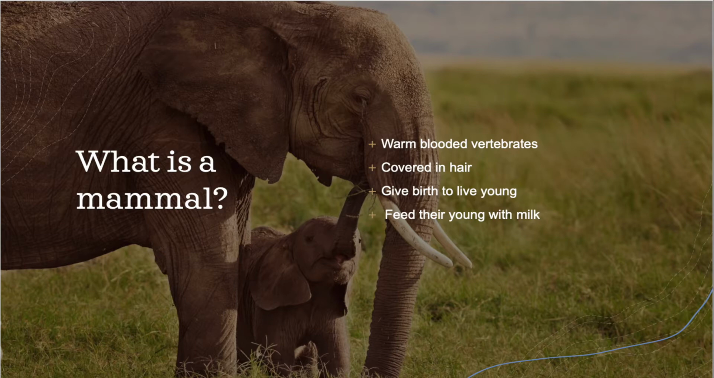So a mammal is a warm-blooded vertebrate. They're covered in hair, they give birth to live young rather than young in eggs, and they feed their young with milk. So in the picture you can see there's an elephant. An elephant is an example of a mammal.